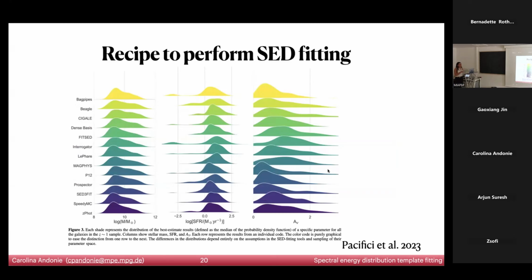Different SED fitting codes give different results. This is a plot from the same paper that I mentioned before, where they fitted the same sample with all these different SED fitting codes, and they are really not getting the same result because some SED fitting codes maybe don't incorporate the AGN to calculate the stellar masses, or they use different models, etc. So again, we need to be careful. In particular, when we are working with catalogs and comparing their results, we really need to understand what models were used to fit the sources, right?